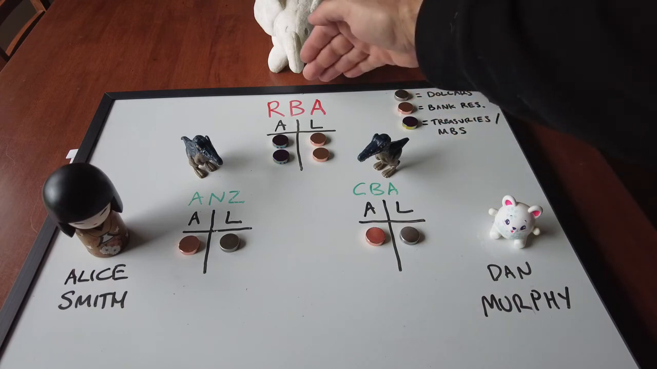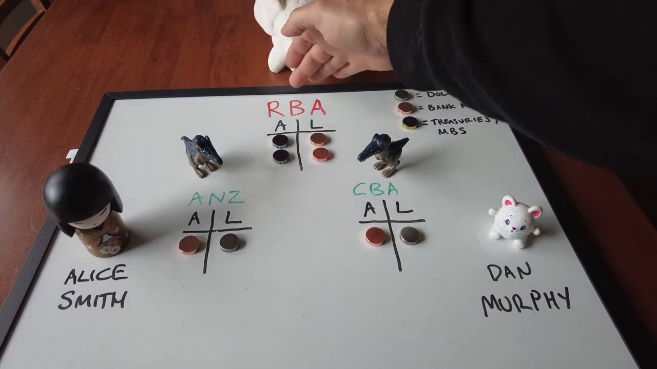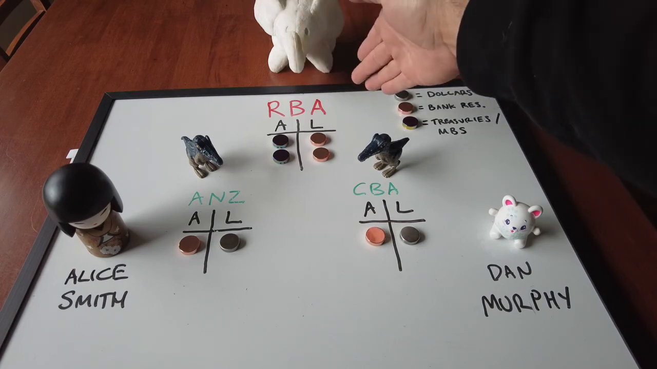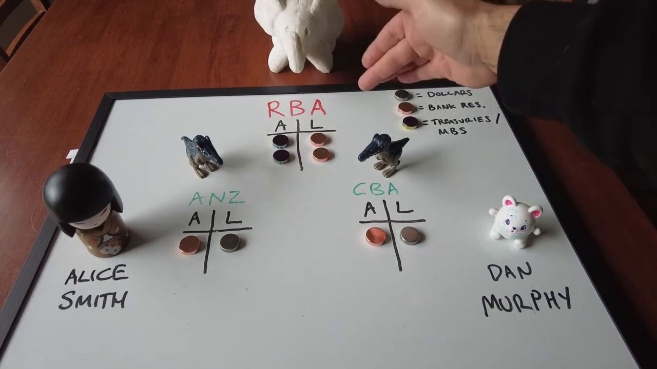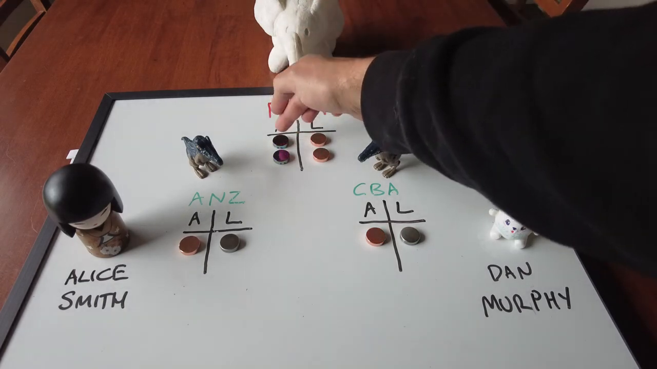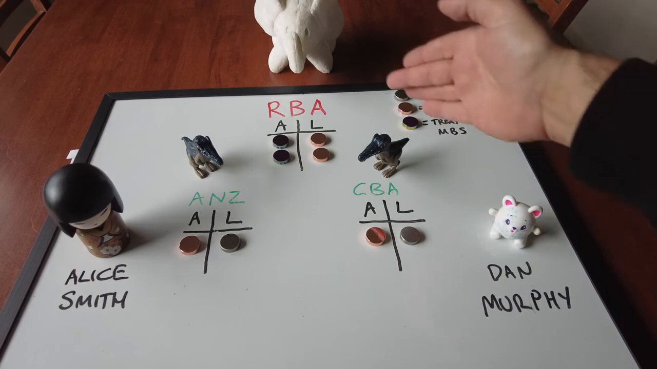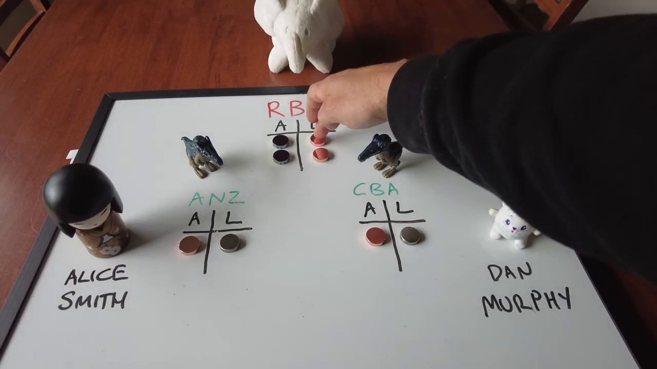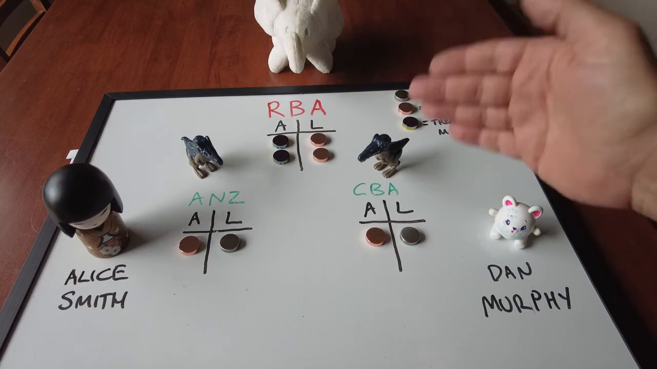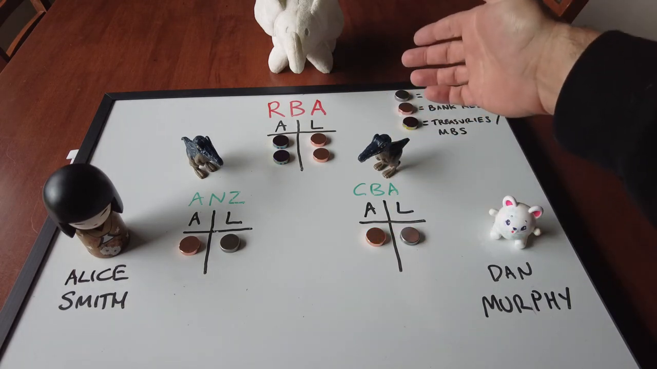On the balance sheet, you've got assets and liabilities. The balance sheet of the RBA right now currently looks like this. The assets column has treasuries, mortgage-backed securities, those types of things. On the liabilities section, it's got bank reserves, which are effectively IOUs.